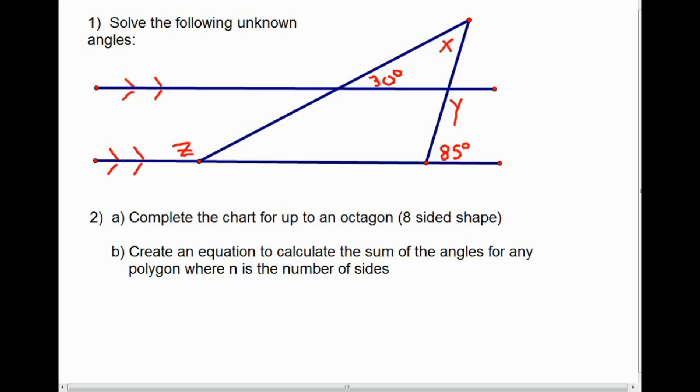And the second question asks you to complete the chart that I spoke about in the last little section, where we talked about the number of sides a polygon has and the sum of the angles inside of that polygon. I think I went up to 5 sides. I want you to continue that chart and complete it up to an 8-sided shape, and then create an equation where you can calculate the sum of the angles inside of any polygon, and let n represent the number of sides that the polygon has. If you're able to do that, congratulations, you now have a firm understanding of angles inside of polygons.